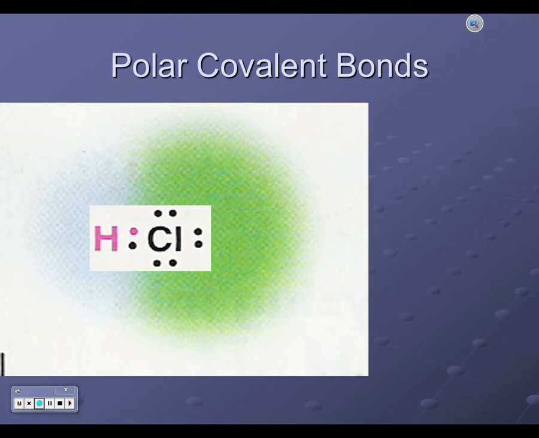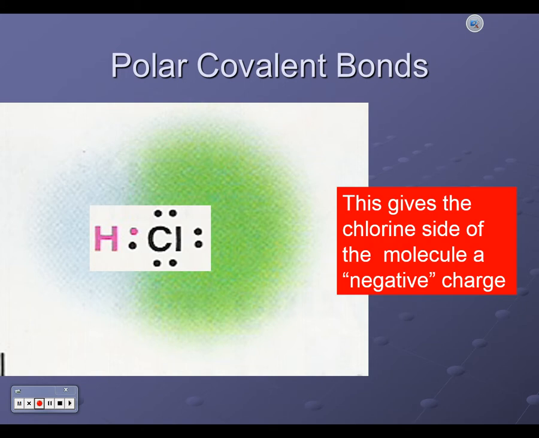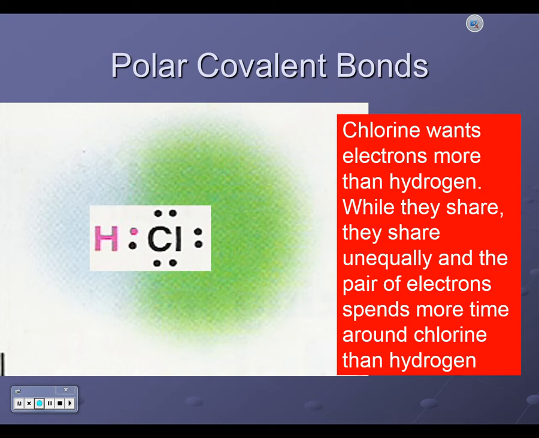So, the cloud around chlorine is larger than the cloud around hydrogen. Meaning, if we were going to look for electrons, where would we look first? Around chlorine. It has a bigger cloud than hydrogen. Why? Because this pair right here that they are sharing is not shared evenly. Chlorine wants electrons more than hydrogen. While they share unequally, the pair of electrons spends more time around chlorine than it does around hydrogen.